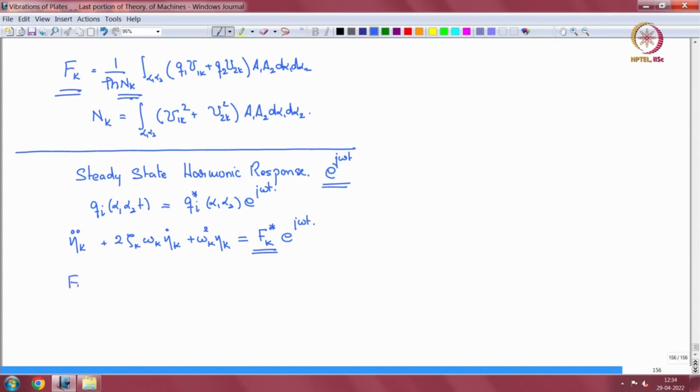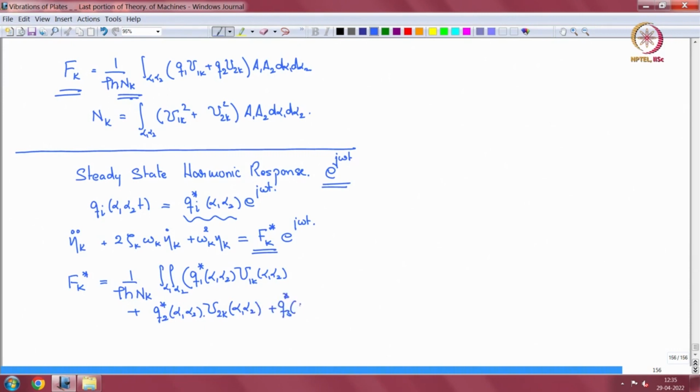Now Fk star is just a number which is 1 over rho h n k, and it contains the integrals of the spatial components of the forces: q1 star alpha 1 alpha 2 u1k alpha 1 alpha 2 plus q2 star alpha 1 alpha 2 u2k alpha 1 alpha 2 plus q3 star alpha 1 alpha 2 u3k alpha 1 alpha 2, times A1 A2 d alpha 1 d alpha 2.